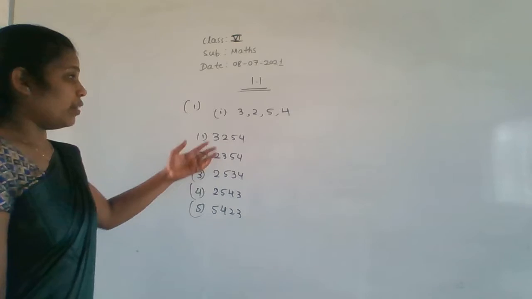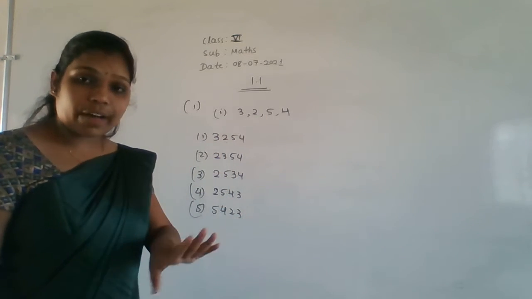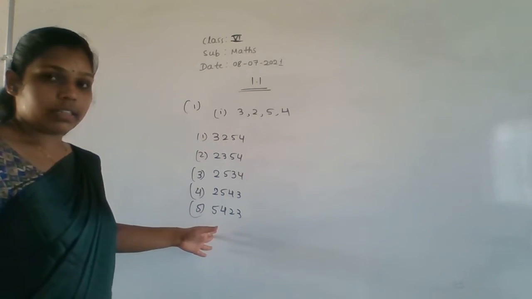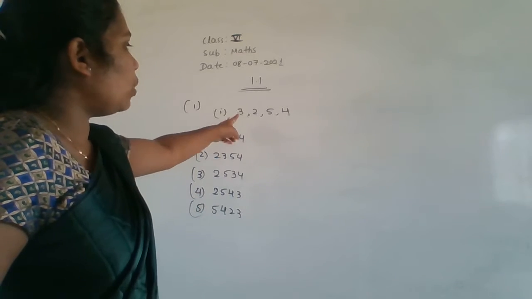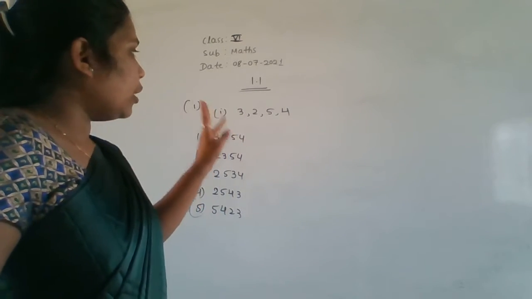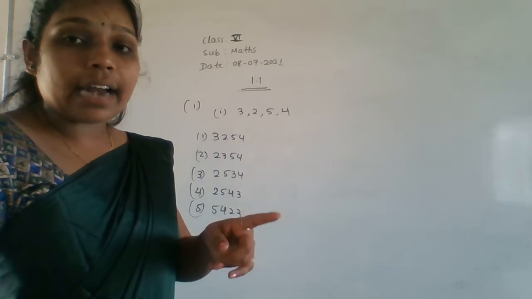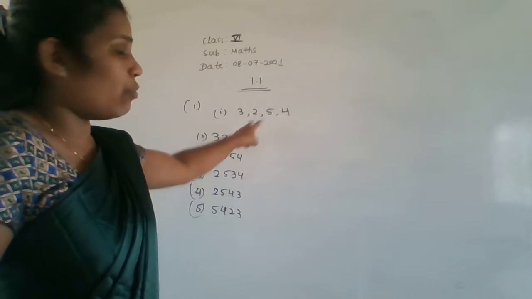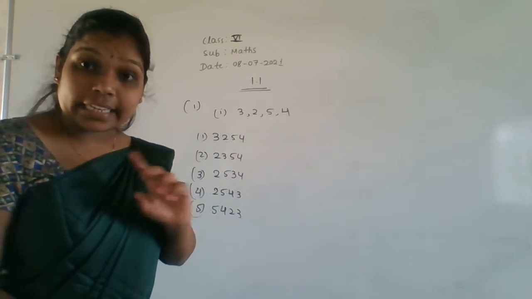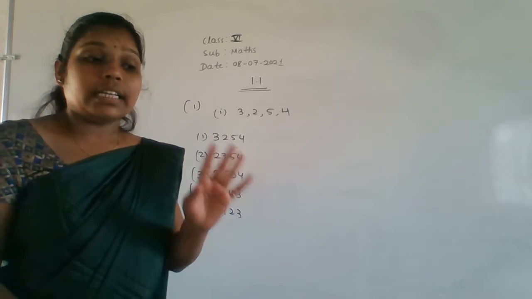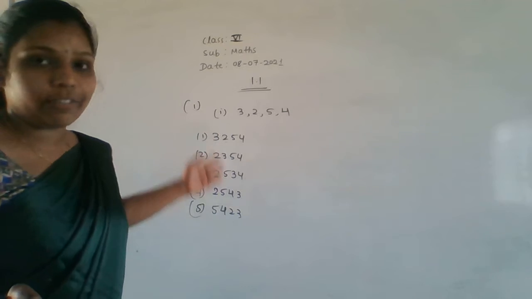Okay. Here we can form so many numbers, but they told to write only 5 numbers, so we have written 5 numbers. If you want to write other numbers also you can write, but you have to use only these 4 digits: 3, 2, 5, 4. Whatever number you form, you have to use only these 4 numbers. But they told just to find 5 numbers, so for that reason I wrote only 5 here.